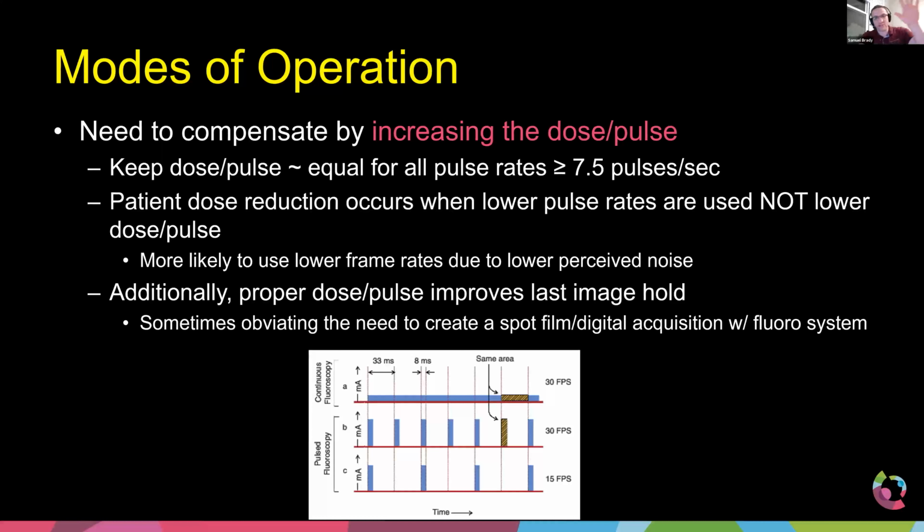Now, if that last image hold just looks crummy, how can you plan for the future if the image quality is so low? If that's the case, most doctors would just keep their foot on the pedal and keep presenting. So you're going to find that we need to get the right dose to the detector for each pulse, so the image quality looks good in real time. And so when the last image is presented, the image quality statically also looks good.